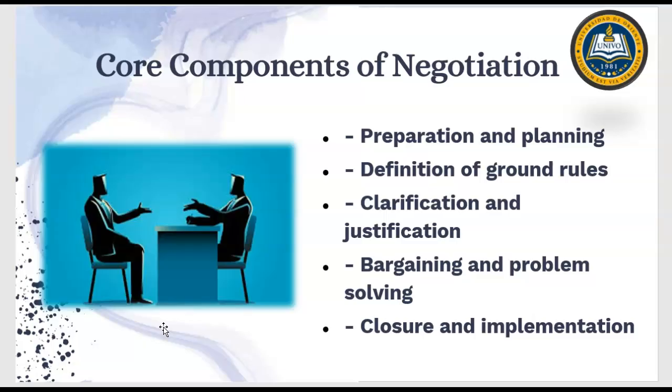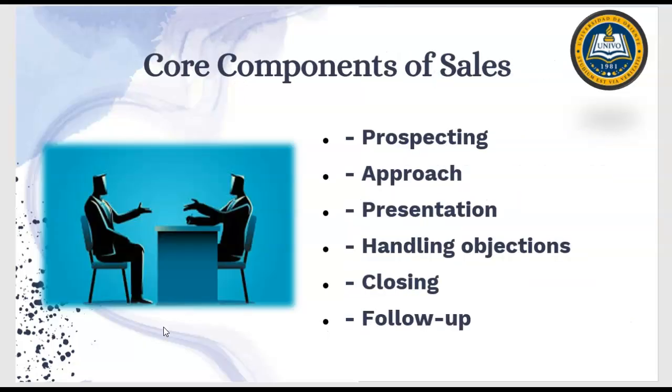And at the end, obviously, we have the components of selling. When selling: prospecting, approach, presentation, handling objections, closing, and follow-up. That's interesting, because when selling a product or a service, sometimes you're going to show the service or present the service, but they may have some objections. What is an objection? An objection is like a negation.